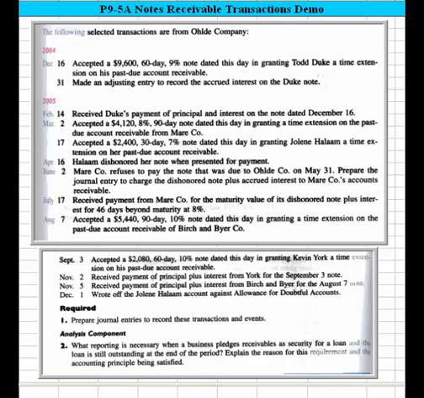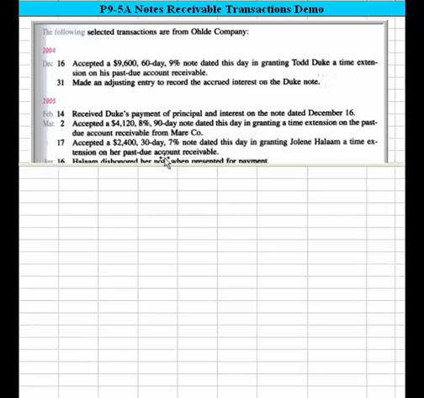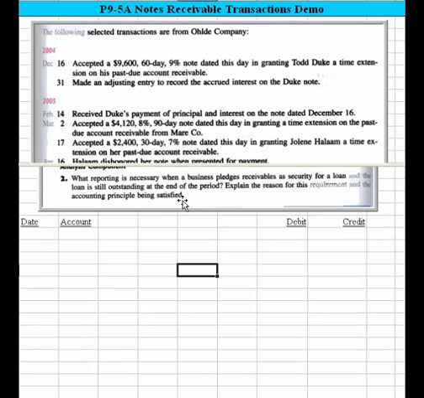Okay, let's take a look at some accounting transactions related to notes receivable. This one comes from problem 9-5A, and these transactions relate to the old company with the funny spelling. Let me split the screen so we have a little bit of room to work here, so you can watch as we work through this.